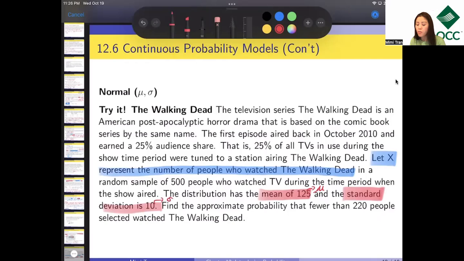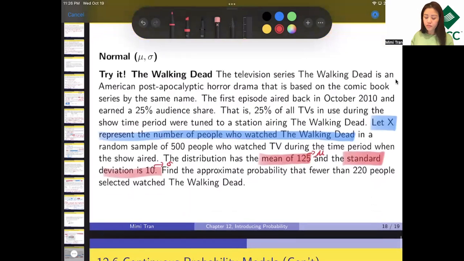Find the approximate probability that fewer than 220 people selected watch The Walking Dead. So what does this mean? This means, maybe I'll highlight in green, I want to find P of X less than 220. Remember, probability of fewer than 220, so P of X less than 220.